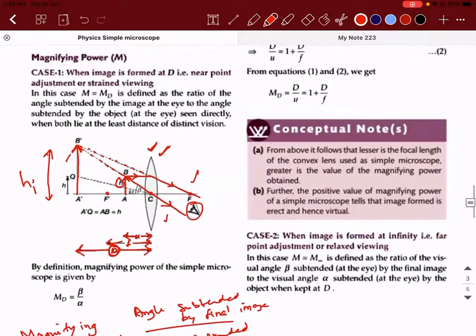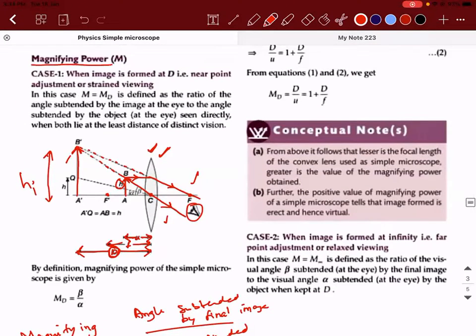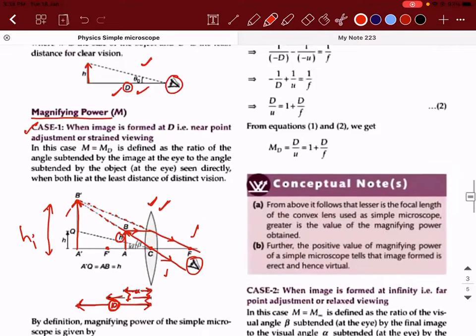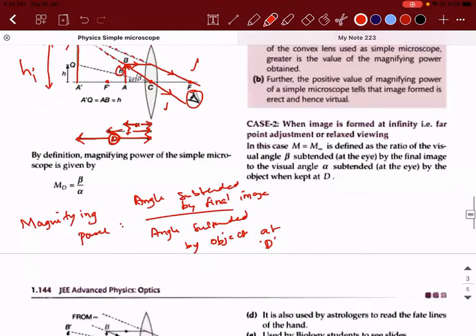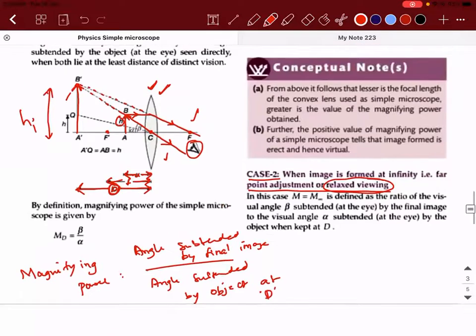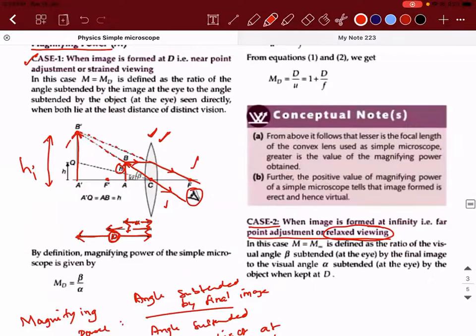So when you're trying to calculate the magnifying power, remember one thing with respect to simple microscope, compound microscope, and telescope: you will have two cases. In one case, the adjustment of the lens is done in such a way that the final image is formed at the least distance of distinct vision. The second case is where the image is formed at infinity. This is also called relaxed viewing, or more technically far point adjustment. I'll come to that point. Now we are discussing the final image formed at the least distance of distinct vision.